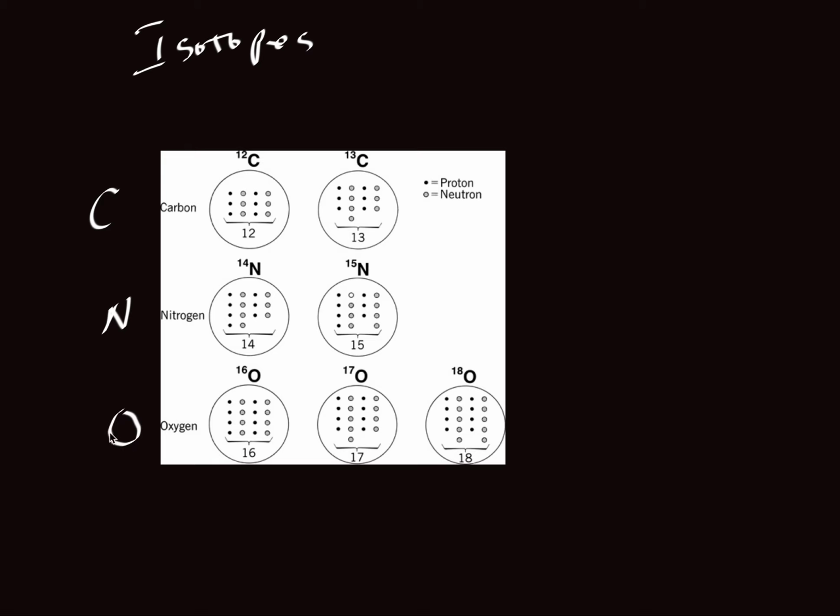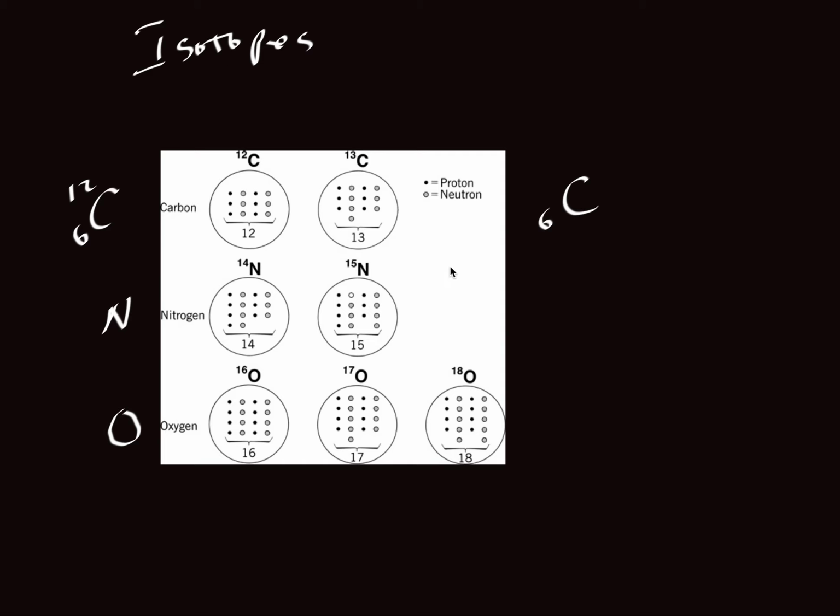So for the carbon example, all carbon has 6 protons in the nucleus, and they're showing that here. The authors are showing the protons as small black dots. We add them up, 6 black dots over here for carbon 12, and then the same number for carbon 13.